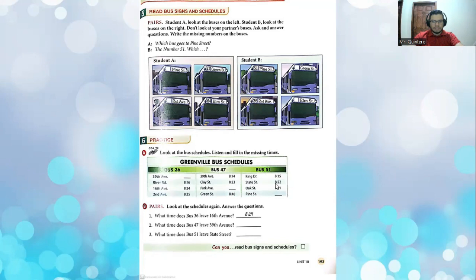It leaves Straight Street at 8:22. 8:22.